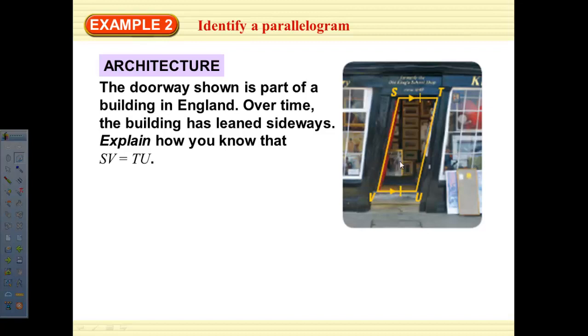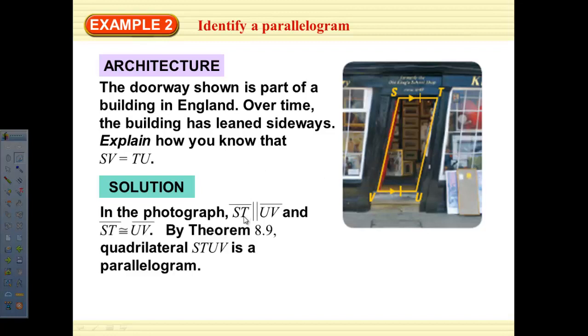We do have a property that says if we have one set of sides that is parallel and congruent, then the figure is going to be a parallelogram. So in this case, we know that SV and TU are going to be congruent. First of all, we prove that it's a parallelogram. If it's a parallelogram, then we know opposite sides are congruent. So again, we see that ST is parallel to UV and ST is congruent to UV. So there was a theorem that said if we have one set of sides parallel and congruent, then it's a parallelogram. Since it's a parallelogram, then we can state that opposite sides are congruent, so SV and TU are congruent.